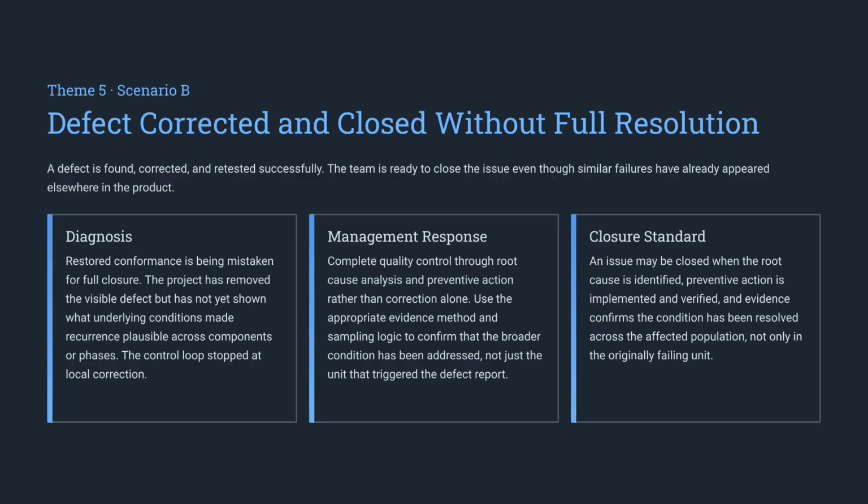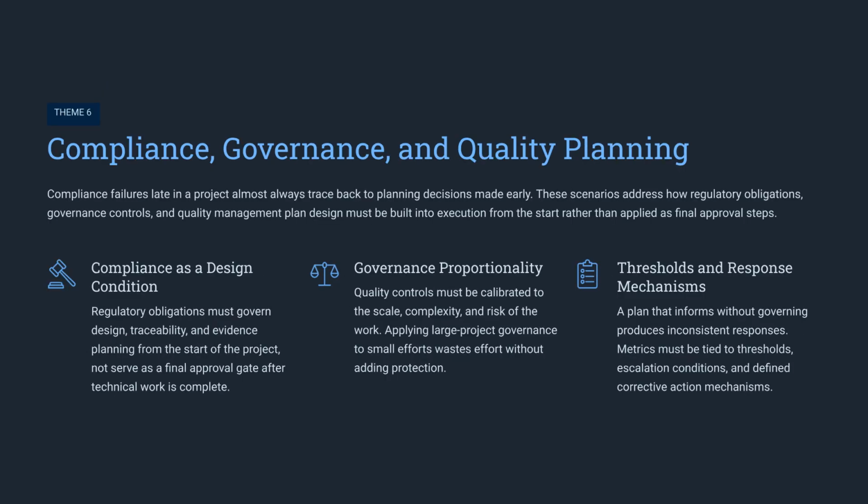When a defect is corrected but closed without full resolution, we risk recurrence. True closure requires identifying the root cause, implementing verified preventative actions, and confirming the condition is resolved across the entire affected population, not just the single unit that triggered the report. Theme 6 covers compliance, governance, and quality planning. Compliance failures late in a project almost always trace back to early planning.